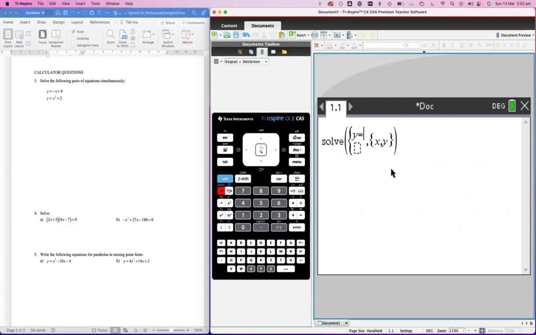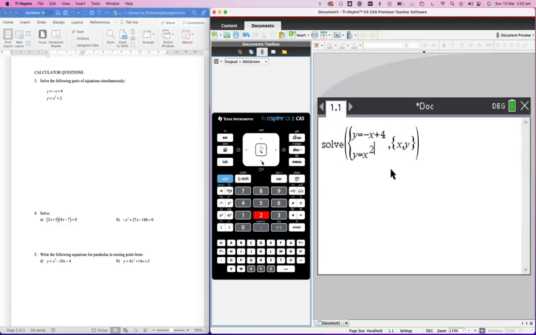So you've got Y equals minus X plus 4. And then I'm going to use my down button, and I'm going to type in Y equals X squared. Press the arrow to get back again, plus 2. And the rest has been filled out nicely for us. So it says, give us the solutions in lists of X, Y's, basically is what that means. So I'm going to press return or enter. And there we've got it.